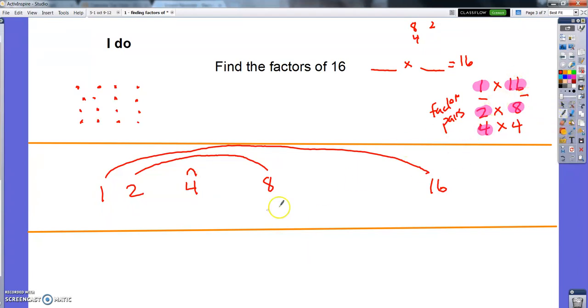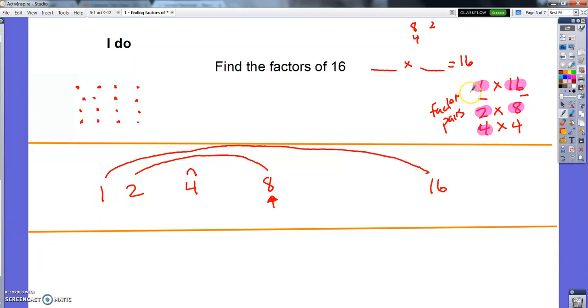How about 5? 5 times, no. 6, how about 6? 6 times 2 is 12, 6 times 3 is 18, no 6. How about 7? 7 times 2 is 14, 7 times 3 is 21, no 7. And once I start doing it, once I get to a number I've already used, I know I'm done. I've done them all. I'm not going to be able to do 9, 10, 11, 12, 13, 14, 15 either. I started at 1, I got 2, I got 4, and when I got over to this 8 that came from the 2, I know I'm done.